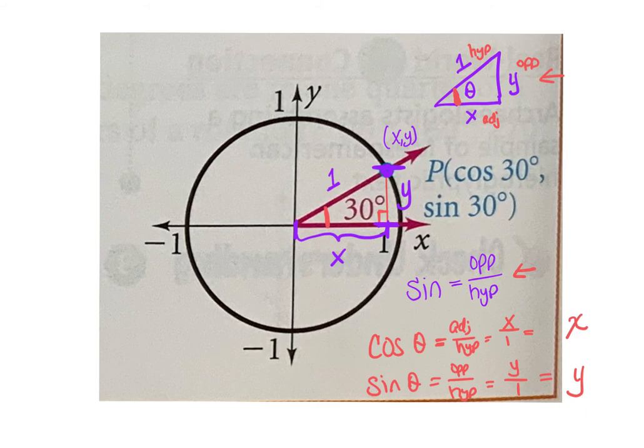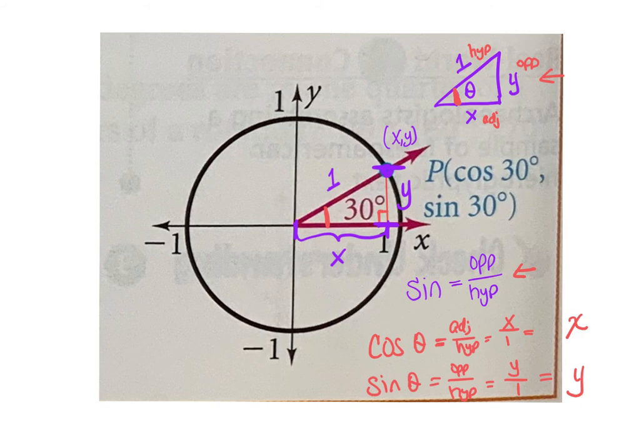Well, opposite is my height. That's my y value. Adjacent is my width, which is my x value. So you don't even have to worry about over hypotenuse when you get to the unit circle because the hypotenuse is always 1. You just have to worry about your x coordinate, that is your cosine, and your y coordinate, that is your sine, okay? Because it's just x over 1 or y over 1.